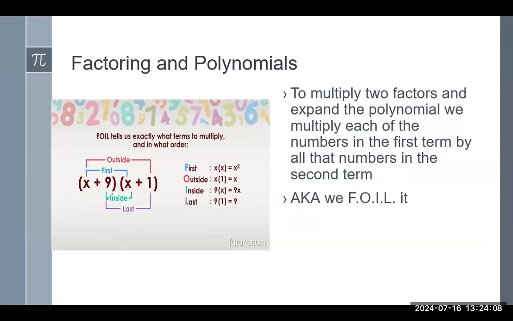So the first one, that's x times x, that's x squared. The outside is x times 1, it's just x. Inside is 9 times x, and the last is just 9 times 1. So you add them all up, x squared plus x plus 9x plus 9. Combine the two terms, x squared plus 10x plus 9.